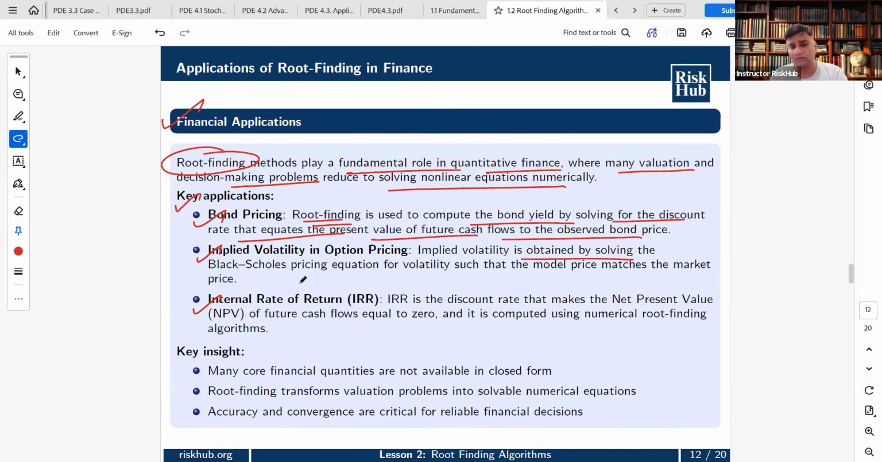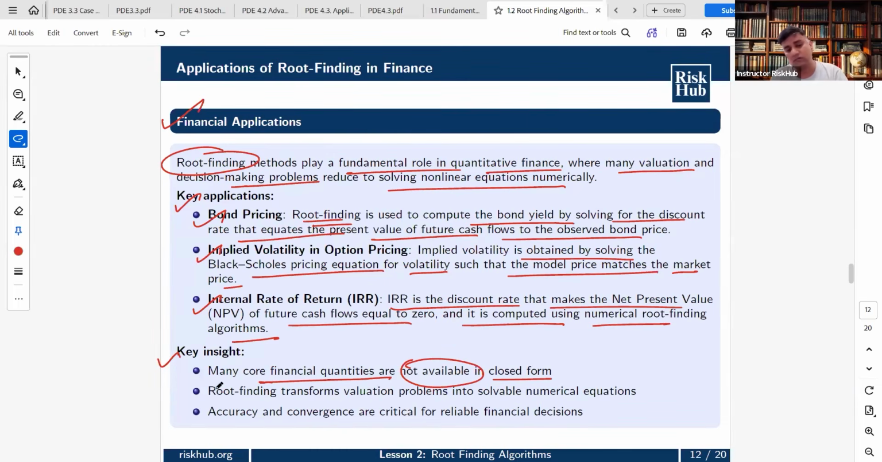Implied volatility is obtained by solving the Black-Scholes pricing equation for the volatility such that the model price matches the market price. IRR is the discount rate that makes the NPV of future cash flows equal to zero, and is computed using numerical root finding algorithms. Key insight: many core financial quantities are not available in closed form. Root finding transforms a valuation problem into a solvable numerical equation. Accuracy and convergence are critical for reliable financial decisions.